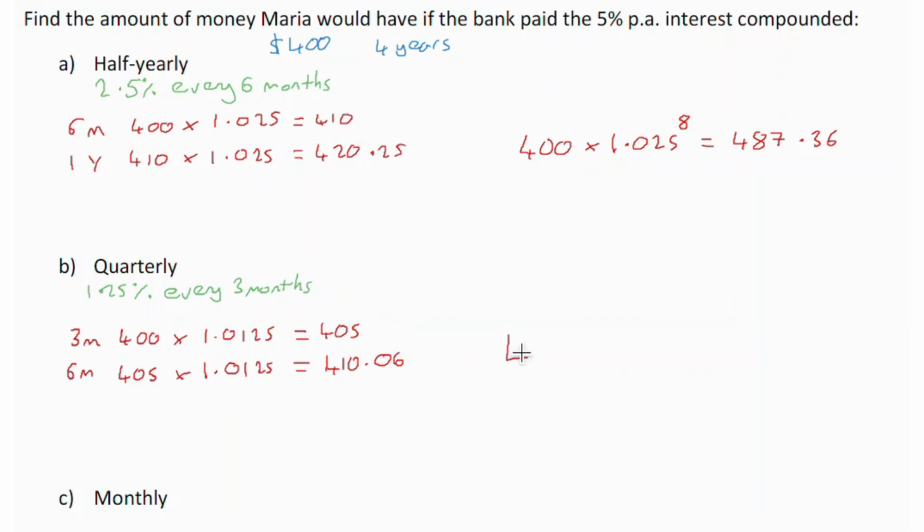But again, we can do this the quick way. 400 is the amount we started with, and we're going to multiply by 1.0125 lots of times. But how many times? Well, we're getting 4 payments every year across 4 years. So in total, that's 16 payments. And when we calculate this one, we get 487.95, and we've made a little bit of extra money by having our interest compounded quarterly.